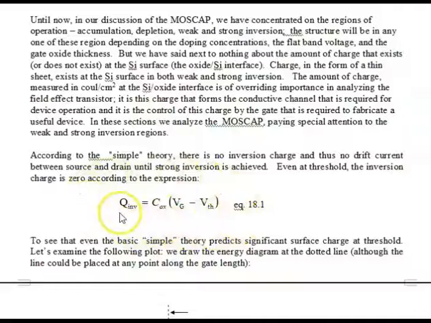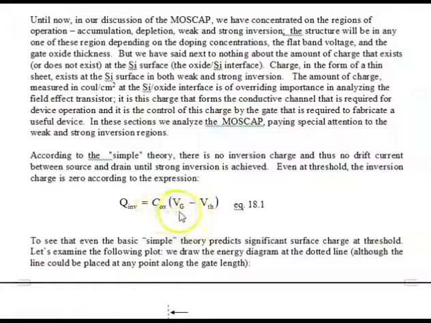This is the simple equation. The inversion charge starts at threshold. When the gate voltage is equal to threshold, this says the inversion charge is 0. And that is wrong. And we know it's wrong. But that's what we basically have in our undergraduate courses.